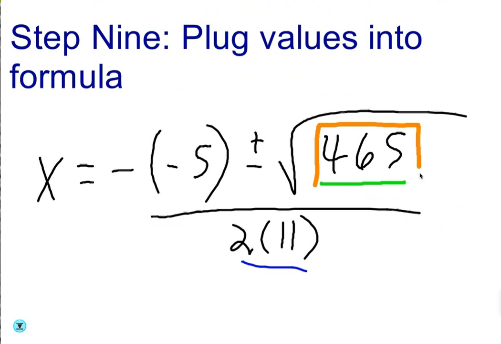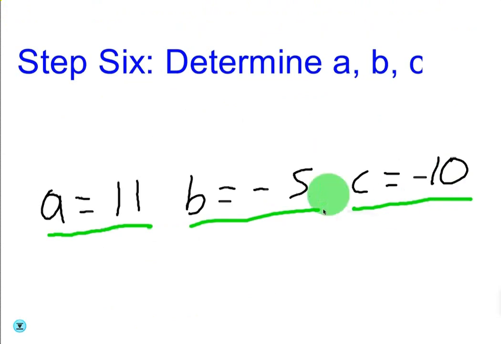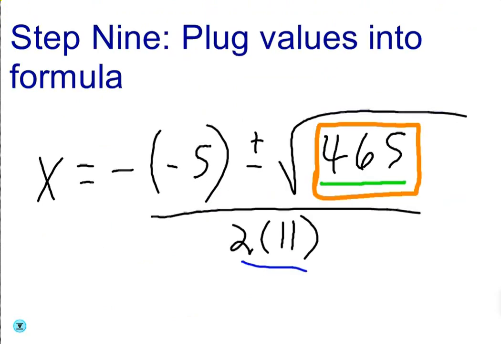So in this step, we're plugging in the discriminant. We're plugging in our b value. So b is negative 5. And we're plugging in a as well, 11. Okay, so 11 for a and negative 5 for b. Since c is part of the discriminant, you don't have to plug in c anymore. It's already been done with the discriminant.